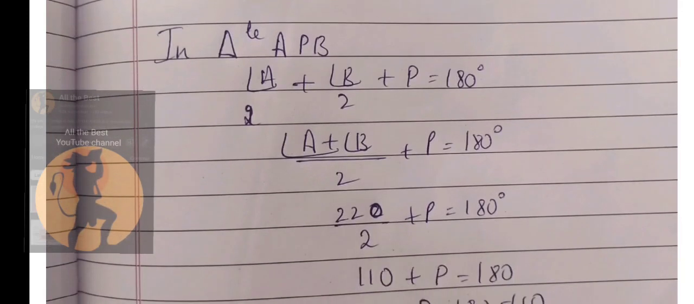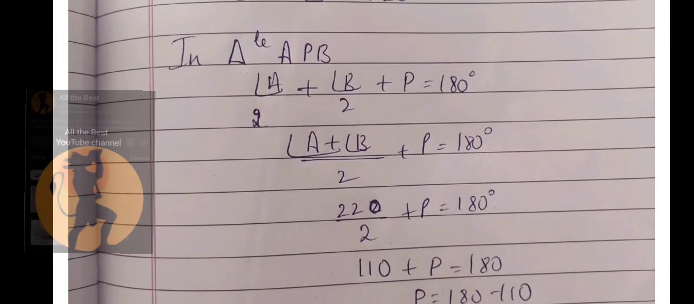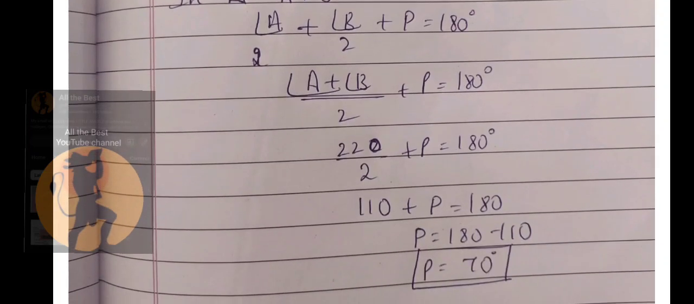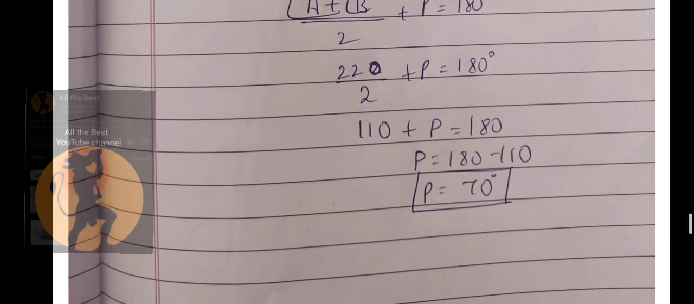In triangle ABP, angle A by 2 plus angle B by 2 plus angle P is equal to 180 degree. So 220 divided by 2 plus P is equal to 180 degree. So 110 plus P is equal to 180. So P is equal to 180 minus 110. So P is equal to 70.